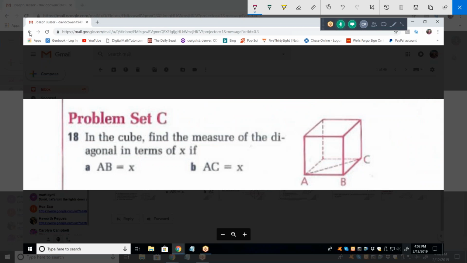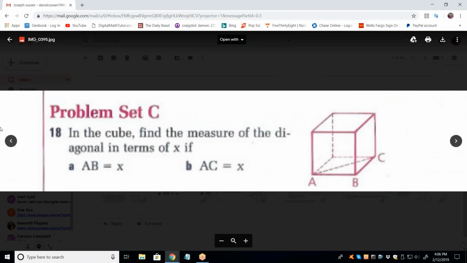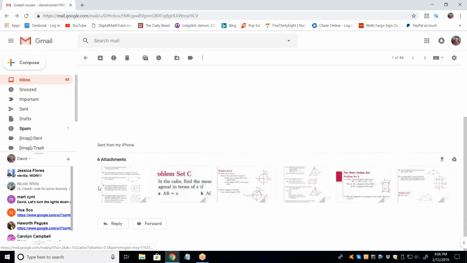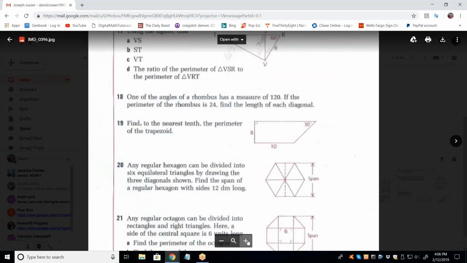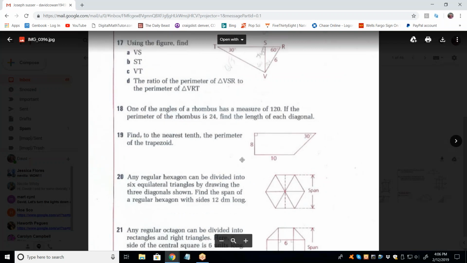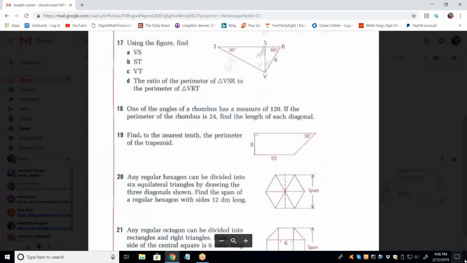Let's see, which one is this? This is 95, okay? Let's blow it up just a little bit more.